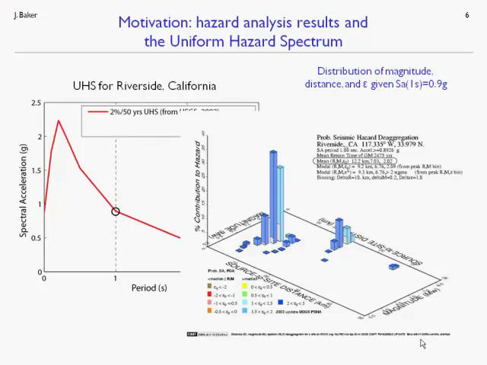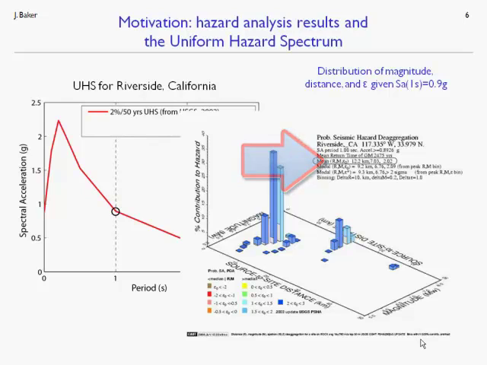Also, you'll notice highlighted in here, I've noted that the U.S. Geological Survey provides the mean magnitude, distance, and epsilon values. We see here that there's a mean distance of about 12 kilometers and a mean magnitude of about 7 for this particular site, corresponding to that San Jacinto fault.